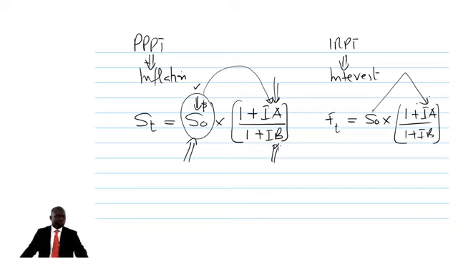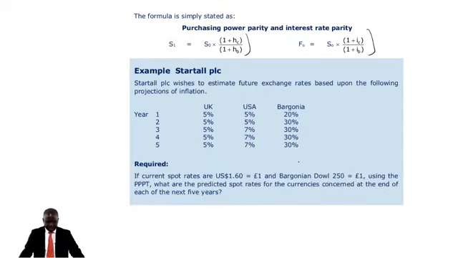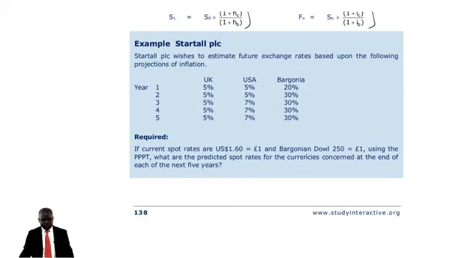So watch out. Now let's quickly go straight to the note, and we pick this question to illustrate. Start All PLC wishes to estimate future exchange rates based upon the following projections of inflation, year 1 to year 5, for the UK, USA and Begonia. Required: if the current spot rates are $1.60 to £1 and Begonia doll $2.50 to £1, using the purchasing power parity theory, what are the predicted spot rates for the currencies concerned at the end of each of the next 5 years?